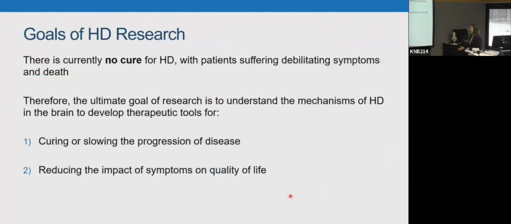So with Huntington's disease, even though we've learned a lot about the genetics of the disease and some of the underlying neuropathology, there's still currently no cure for Huntington's, and patients suffer from debilitating symptoms as well as death from this disease. So the ultimate goal of research is to understand the mechanisms of this disease better in the brain, to develop therapeutic tools that can either cure or slow the progression of disease, which would be the ideal outcome, or reduce the impact of symptoms on quality of life.